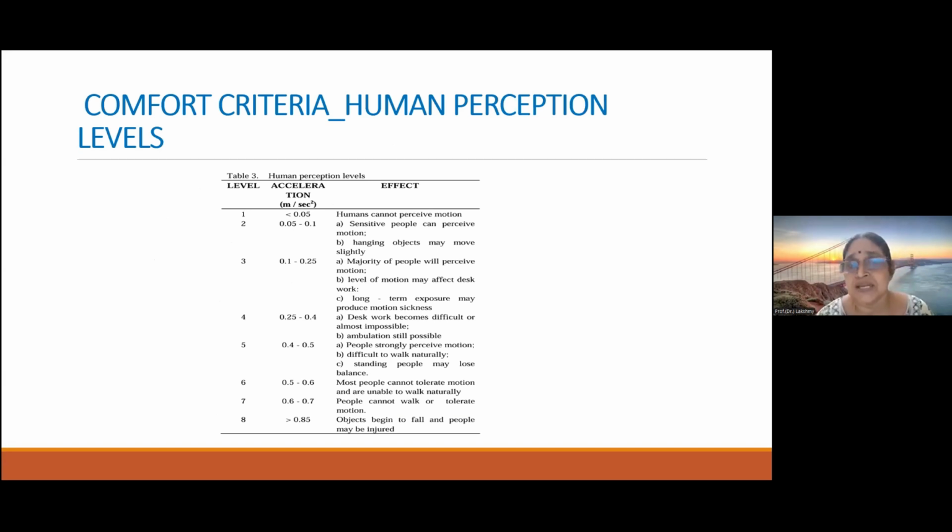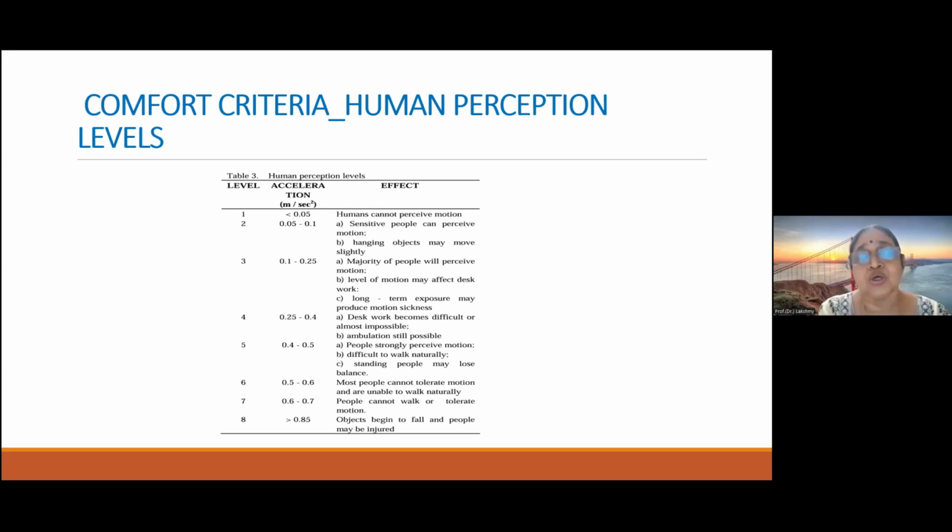That is, humans cannot perceive motion if the acceleration is 0.05 meter per second square, but the majority of people will perceive the motion if it is 0.1 to 0.25. You can just imagine you are traveling in an aircraft and most of the time you don't feel that you are moving, but suddenly some turbulence is there, then you can perceive the motion.